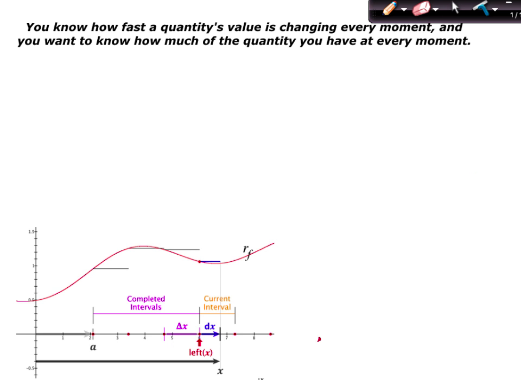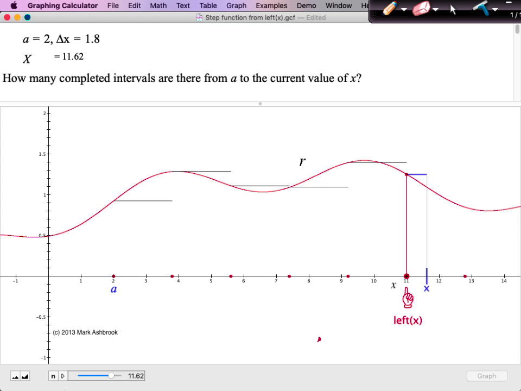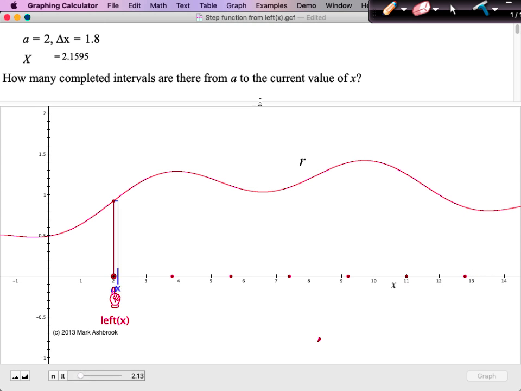Alright. So we gotta figure out what is. This one runs a little smoother. So here I have a equals 2 and delta x equals 1.8.